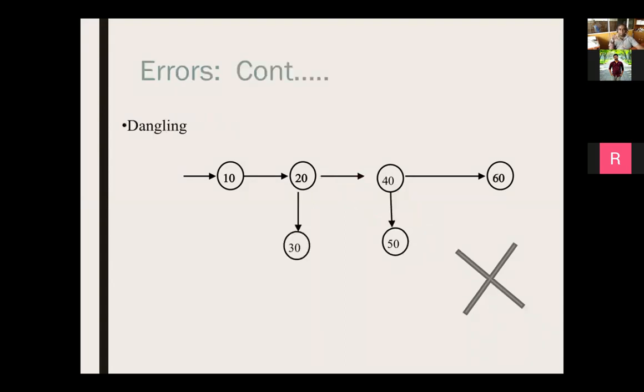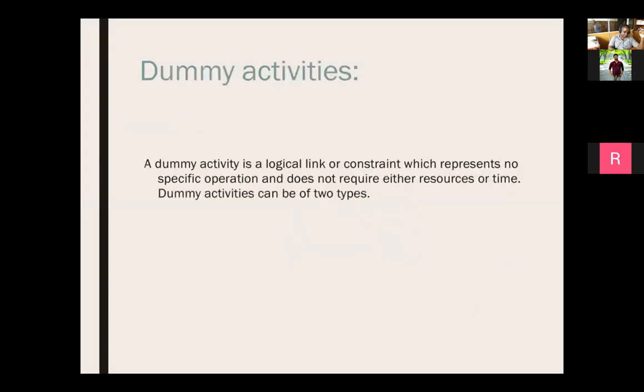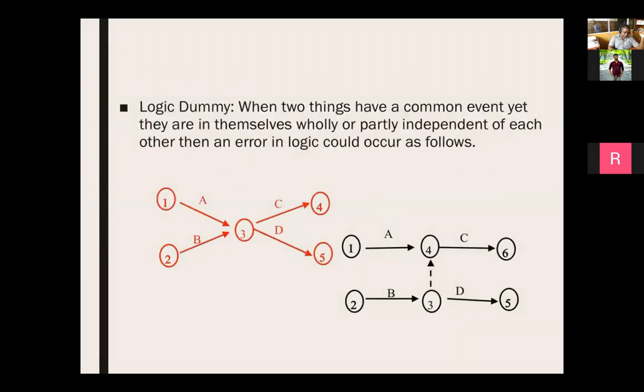And we can't have activities like this as well. In a network diagram, it should be a network, there should be a connection. If it is like this, that is fine. That you will understand later. Dummy activities we will discuss later with an example.